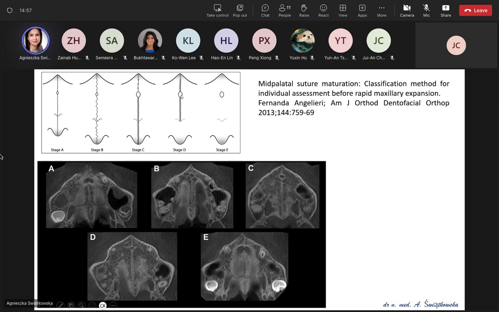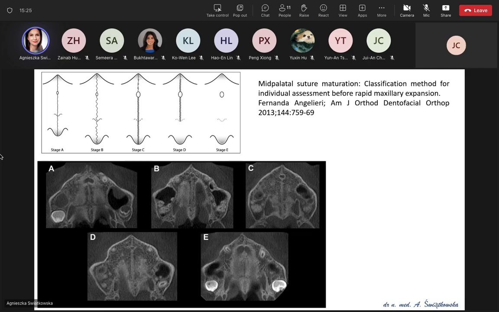In stage C, this is the stage when we can still think about opening the suture with appliance like Hyrax. But in stage D, you see that there is no suture. So here it means that in this situation, the expansion is impossible. So we should think to ask the surgeon to help us, help the patient in this procedure.